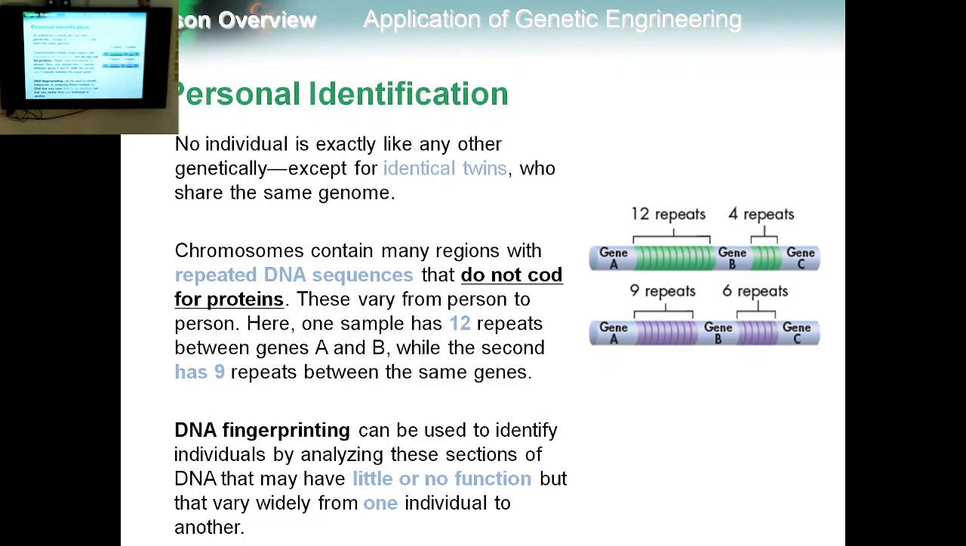So DNA fingerprinting can be used to identify individuals by analyzing these sections of DNA that may have little or no function, but that vary widely from one individual to another. So there is no function for these sequences, no function for this repetition, but it varies from person 1 to 2 to 3, between all of the community or the population. And we can use this technology to compare between the suspects in criminal cases.